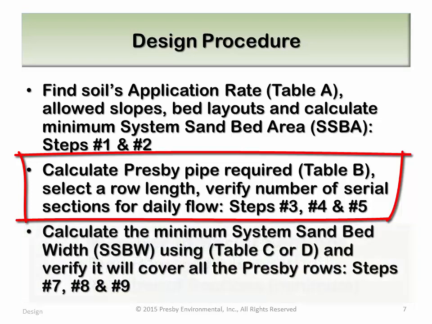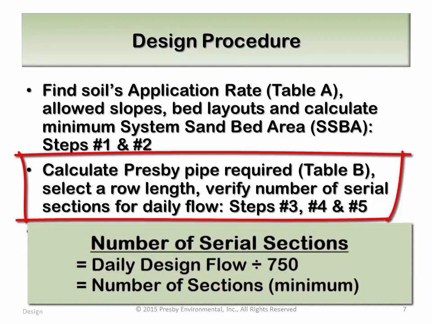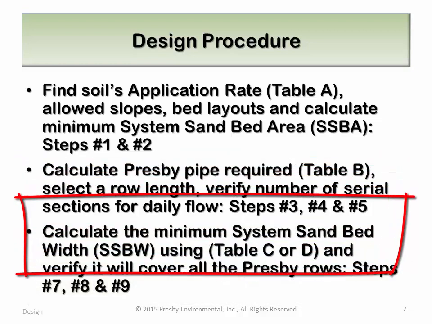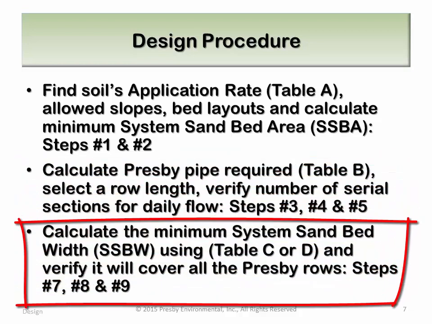Depending on the daily design flow, a calculation must be done to determine the minimum number of serial sections that are needed. This would not apply to systems using the parallel or distribution box configuration, where each row is connected directly to the D-box. Then we move on to calculating the minimum system sand bed width.